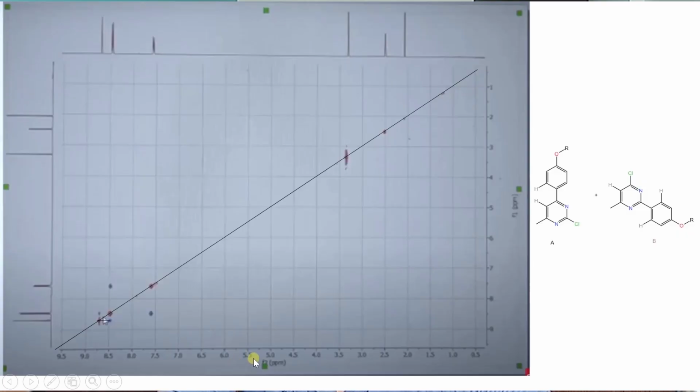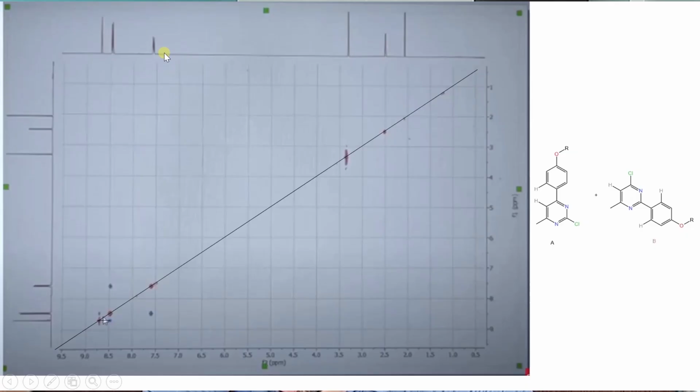So basically NOESY spectroscopy is very useful, and it tells what the conformation and configuration of a molecule is. If nearby protons are interacting in space like this, then we can correlate it and find it in the spectroscopy. And if there is no correlation, if they are not spatially near to each other, then they will not correlate and you can't find any kind of correlation here.